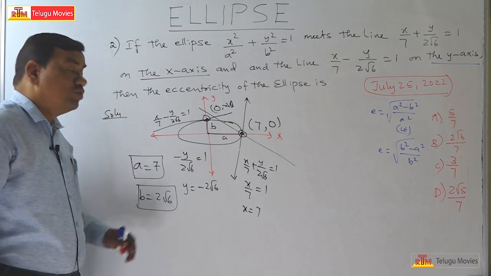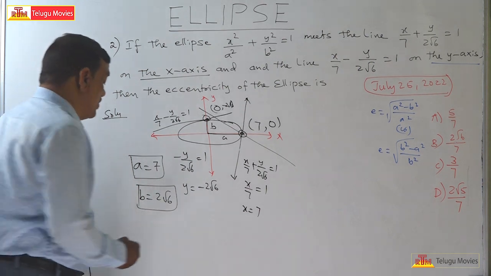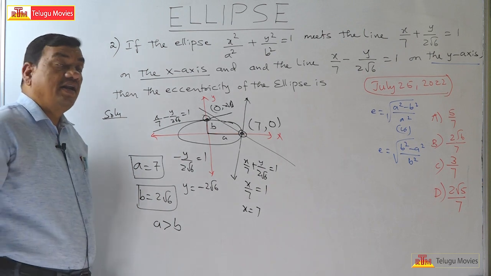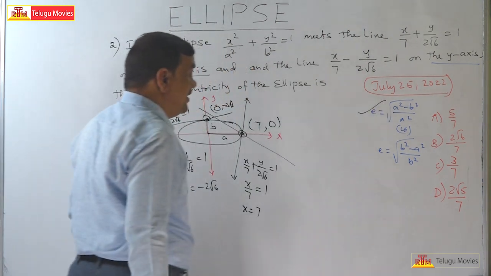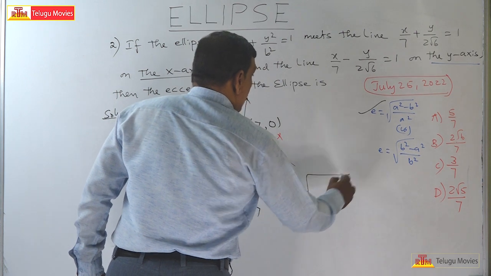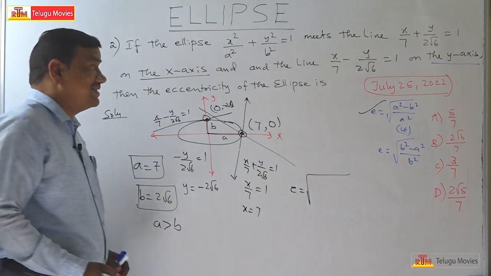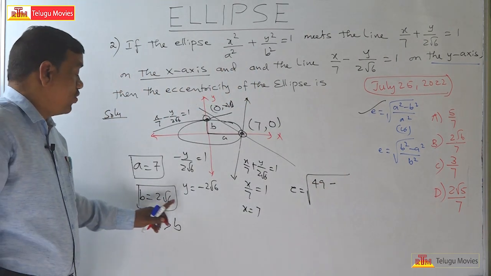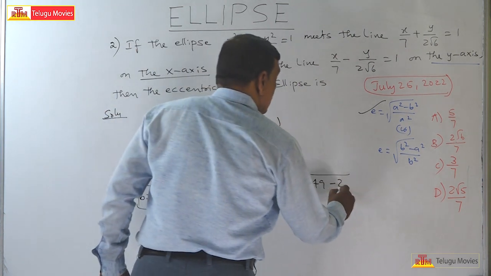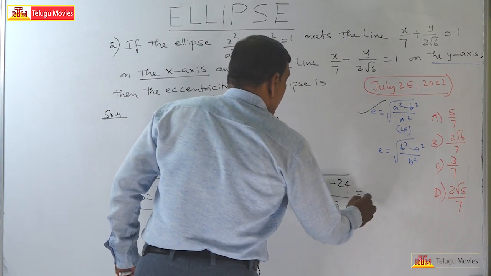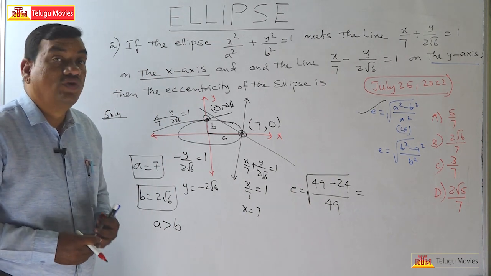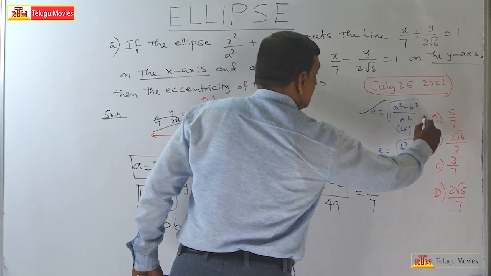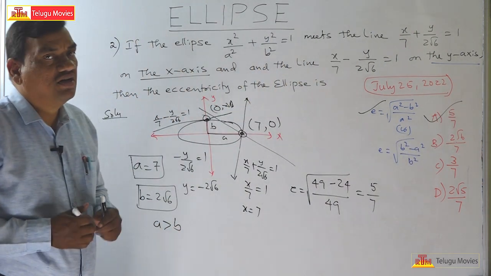So, which is greater? √6 is something like 2 point something. Therefore, here clearly a is greater than b. So, clearly a greater than b means we have to take the formula e = √((a² − b²)/a²). Therefore, e = √((49 − 24)/49), since 7 sevens are 49 and b² = 4 × 6 = 24. So, 49 minus 24 is 25, root of 25 is 5, so e = 5/7. 5 by 7 is your correct answer.